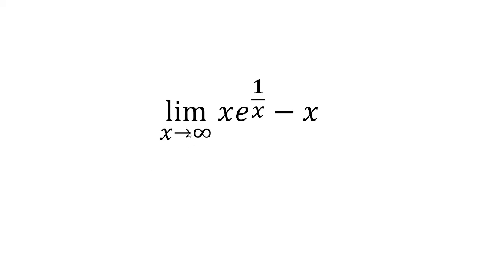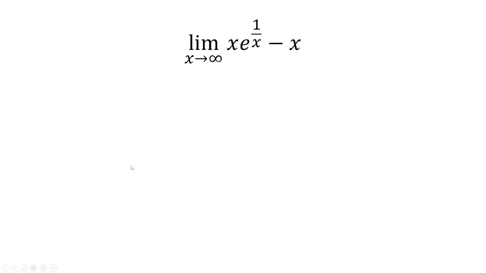In this video, you want to find the limit as x approaches infinity of x times e to the 1 over x minus x. If I just plug in x as x goes to infinity, we get infinity minus infinity, which is an indeterminate form. So now I have to change this algebraically so I can use L'Hopital's rule and then find the limit.